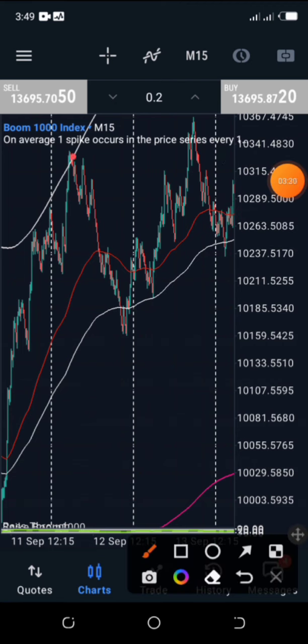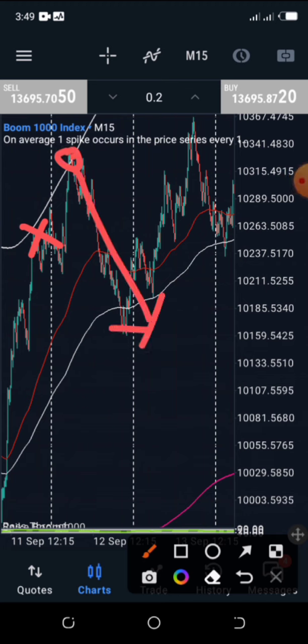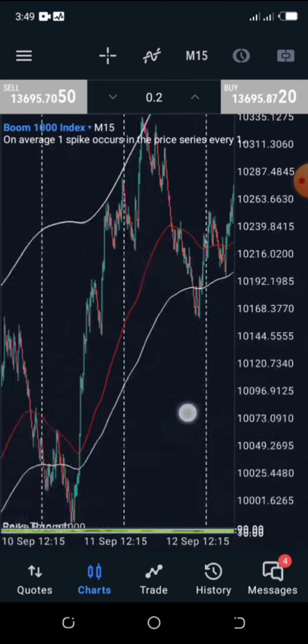It didn't touch here. It didn't touch here. You understand? So this is where it touches here, drops to the downside. So you might be taking TP when price touches the red, that's the red indicator, and your second TP when price touches the white indicator. You understand? So very, very effective.